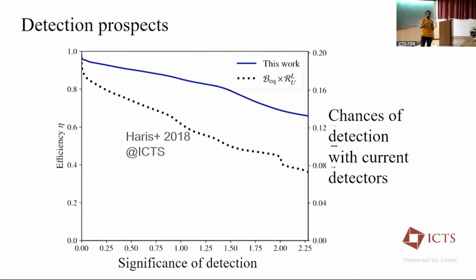So the final statement is that in the current scenario, we have about a 13% chance of detecting a lensed event in O4A data using this method, which was earlier only 7% or so.